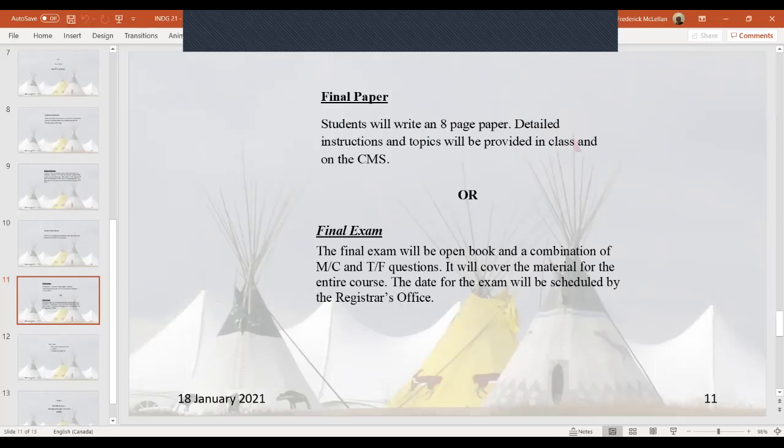Or the alternative, if you don't want to do a final paper, and you have to tell me which you're going to choose to do, the final exam will be multiple choice, true and false. There'll probably be 100 questions on the final exam. And again, it'll be scheduled to take place during whatever time the registrar chooses for that purpose. Okay, so that's the breakdown of how the grades take place.